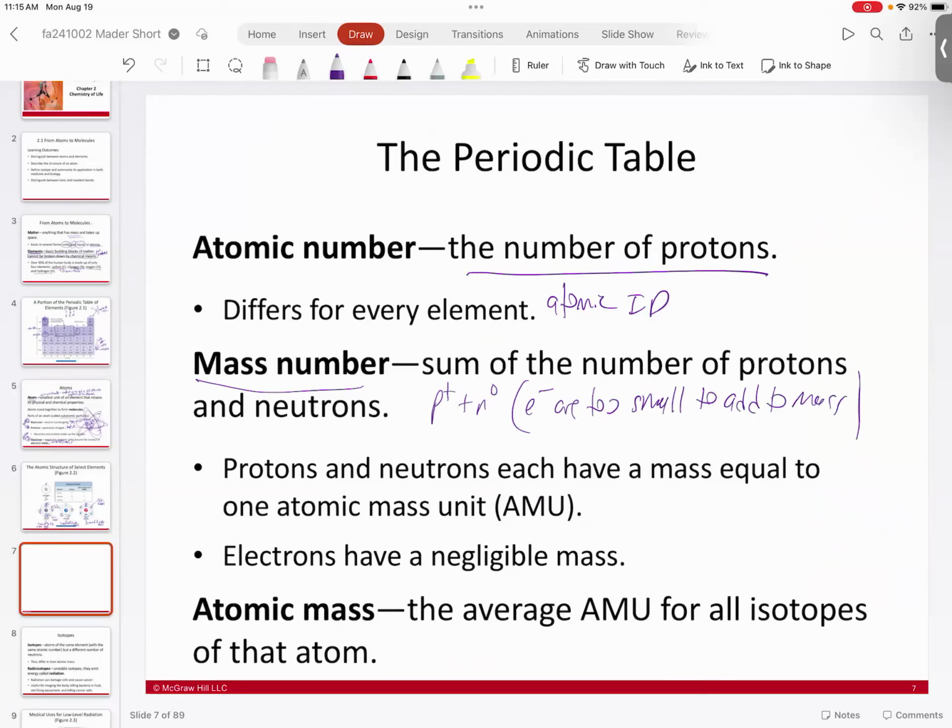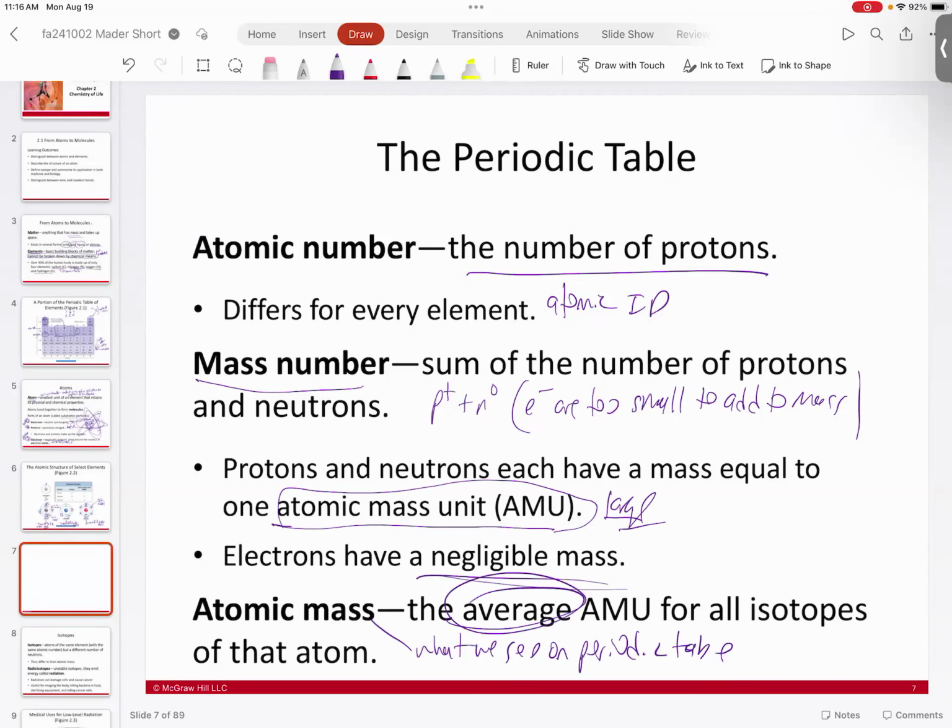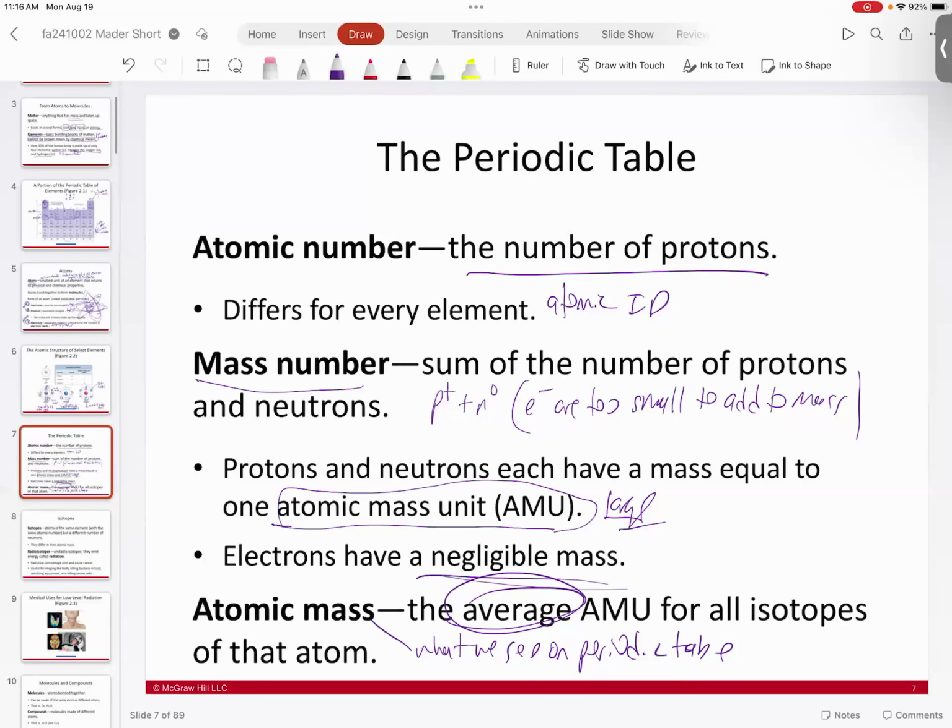It's kind of like weighing a dirty watermelon. You don't account for the dust on the watermelon because it's negligible. Both protons and neutrons have the same mass, basically defined as one atomic mass unit. So they're large, and this is a large quantity. Electrons have very little mass, not really much mass at all. So the mass number is essentially the number of protons plus neutrons. Now, the atomic mass, that is to say what we see on the periodic table, is actually the average of all the isotopes of that atom that occur in nature.